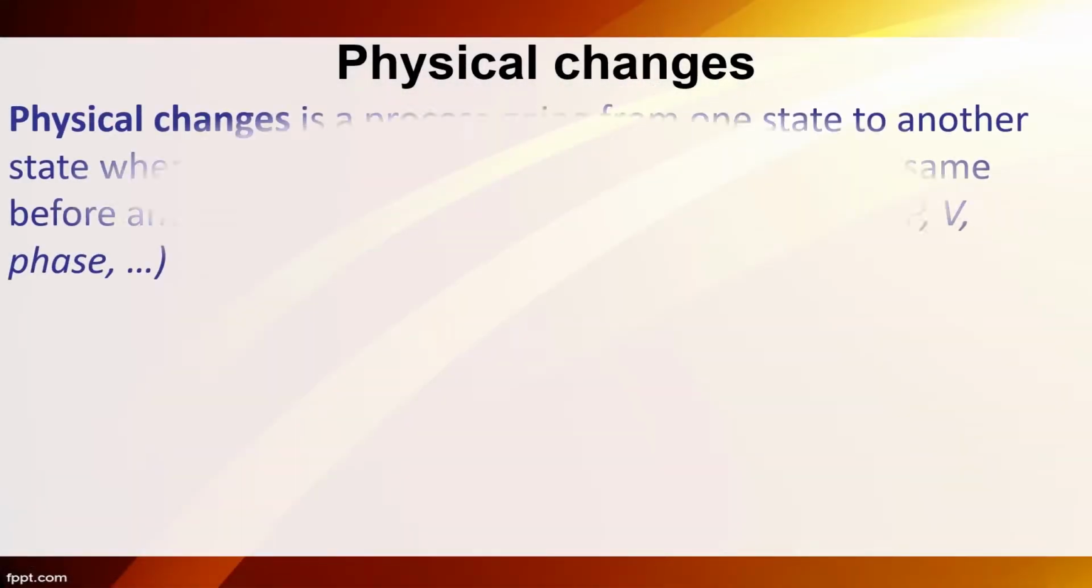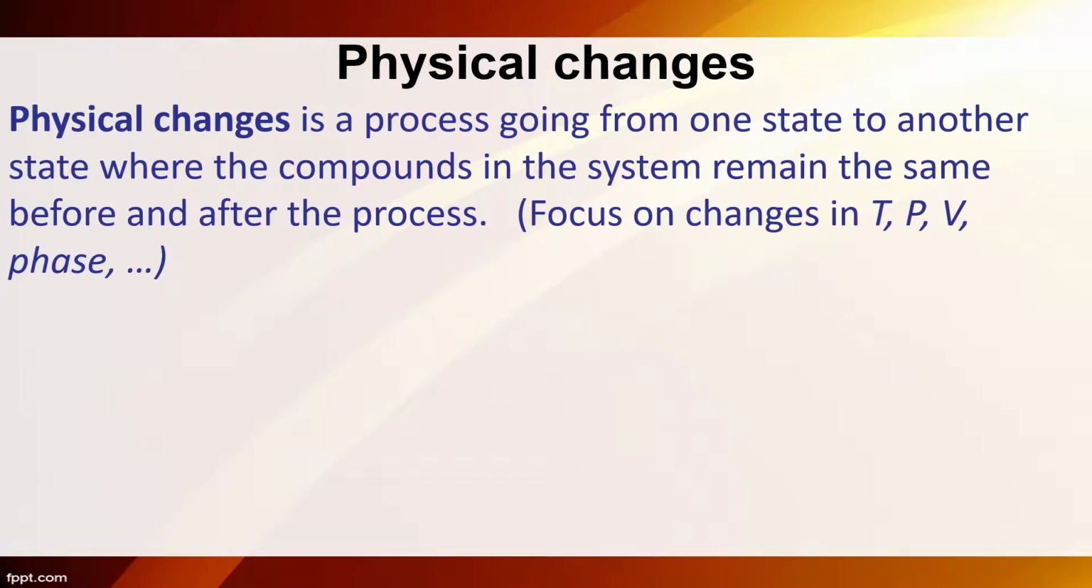A physical change will be defined here as a process linking one state of matter to another state, where the compounds in the system remain the same. What is altered is the temperature or pressure or volume or phase or a combination of all these physical properties.